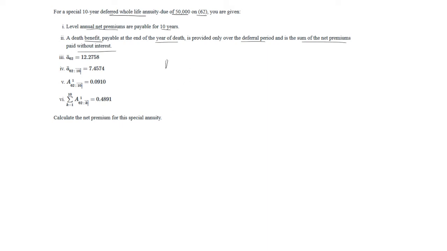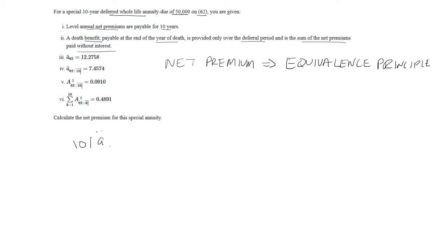So because we have net premium, that implies we can use the equivalence principle. Okay, so we're going to set the expected present values of the benefits equal to the expected present values of the premiums. So let's start with the benefits. We're given the 10-year deferred whole life annuity due starting at age 62, and it's $50,000. Okay, so that's done with.